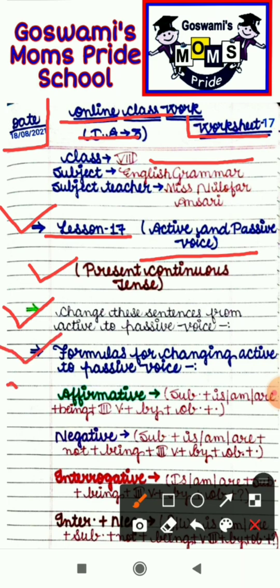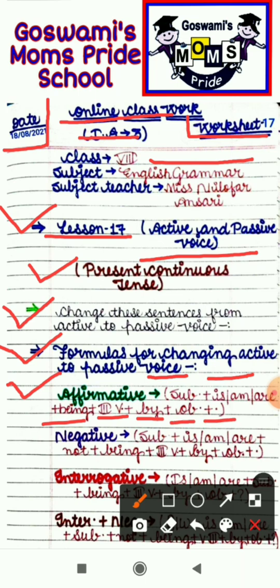The first formula is of affirmative sentence. First of all we have to write the new subject, then is, am, are according to the subject, then being, then third form of verb, then by, then object and in the last full stop.